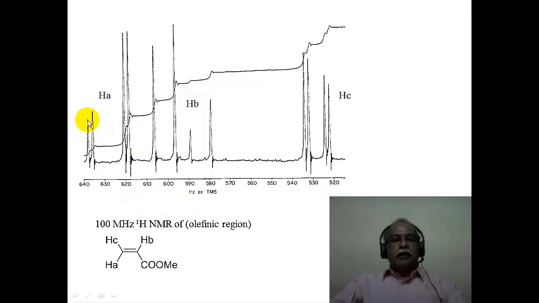One can also analyze this side by taking the center of this doublet and the center of this doublet. One can calculate the JAC. If you take the center of this doublet and the center of this particular doublet here, and then measure the gap between these two centers, that would correspond to JAB, which is the trans kind of a coupling, which is the largest coupling in this system.